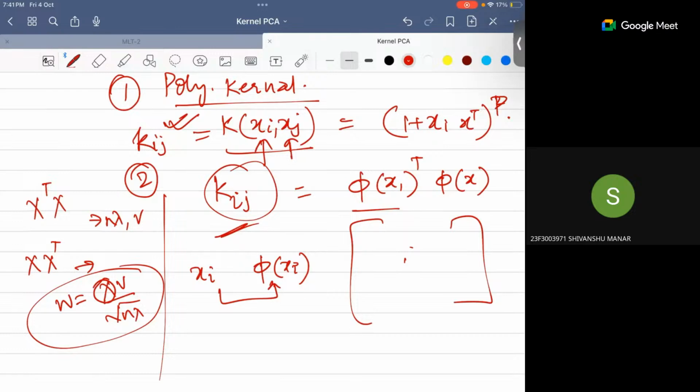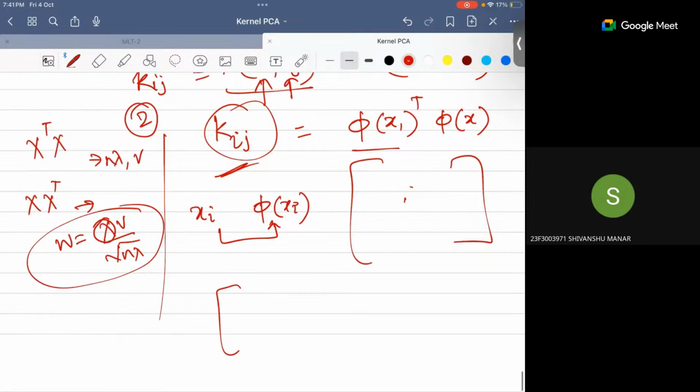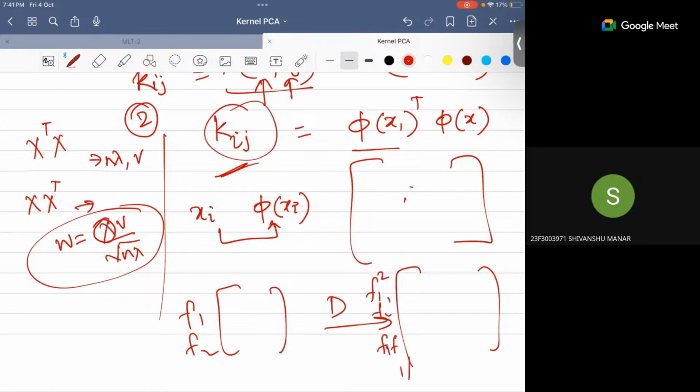So I had something earlier. Now I have transformed. Maybe the data set was two-dimensional, f1 and f2 earlier. Now it has changed to some d-dimensional, maybe f1 square, f2 square, f1 f2. Now it has come to some d-dimensional. If this was the xi, this will become my phi of xi, the transformed value, correct?